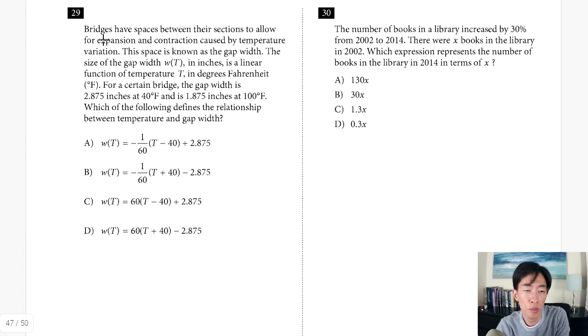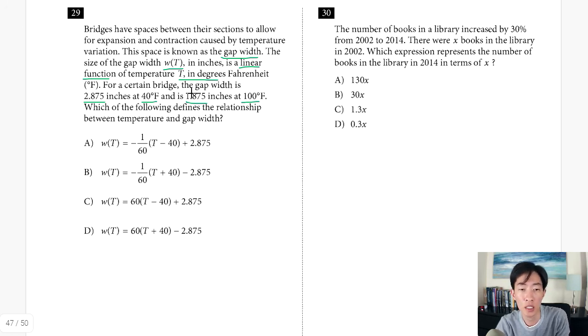Question 29. Bridges have spaces between their sections to allow for expansion and contraction caused by temperature variation. This space is known as the gap width. The size of the gap width, W of T in inches, is a linear function of the temperature T in degrees Fahrenheit. For a certain bridge, the gap width is 2.875 at 40 degrees Fahrenheit and 1.875 at 100 degrees Fahrenheit. Which of the following defines the relationship?